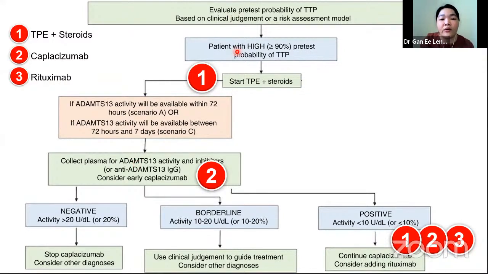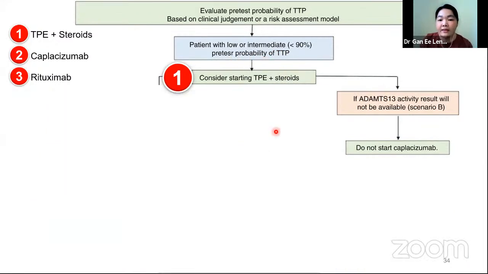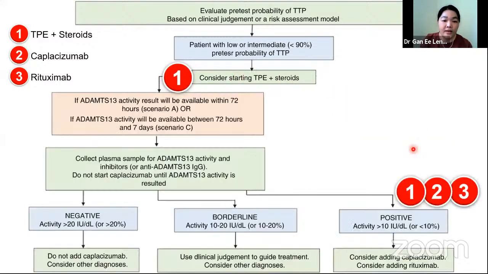So this is the algorithm for patients with high pretest probability of TTP. What if it's only low or intermediate pretest probability of TTP? Again, on the right-hand side, let's say the ADAMTS13 result will not be available within 1 week. We do plasma exchange and steroid. We do not add caplacizumab. What if ADAMTS13 will be available within 1 week? Because the pretest probability of TTP is either low or intermediate, we also do not start caplacizumab until the result comes back.